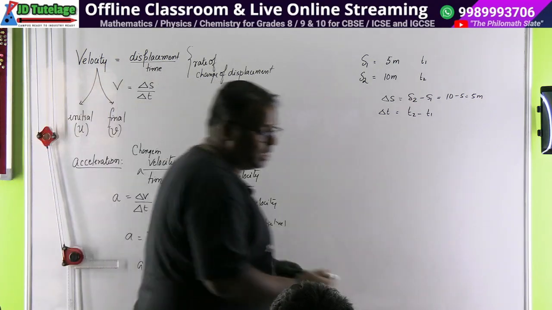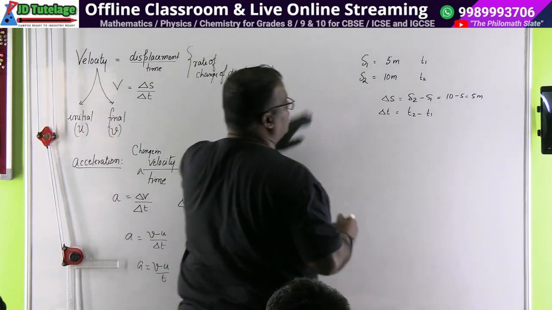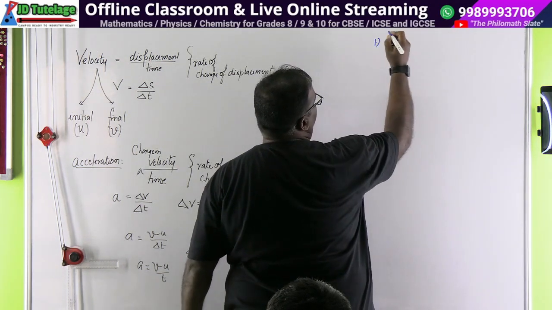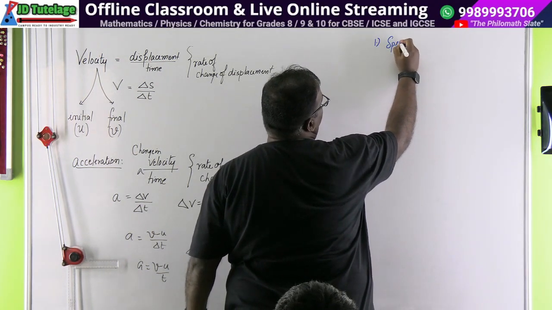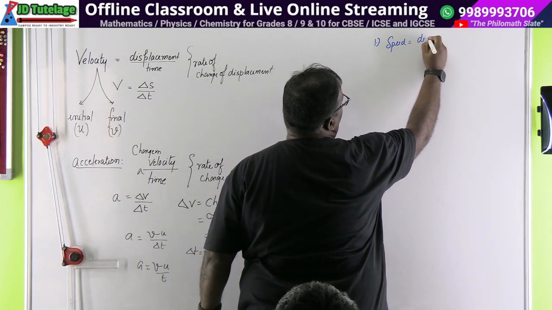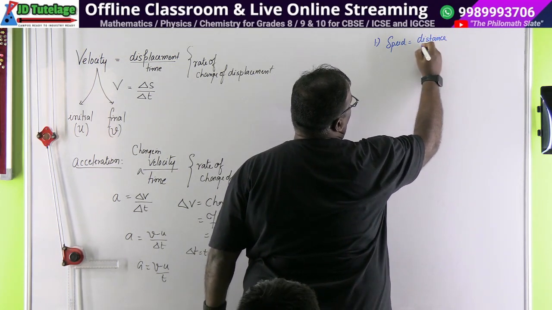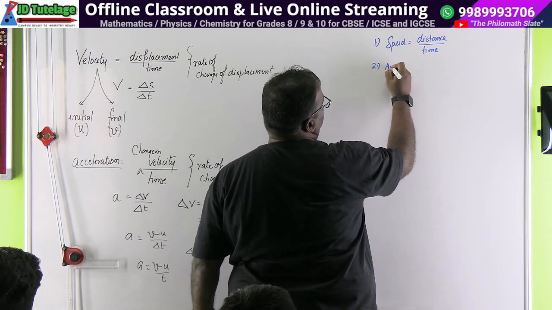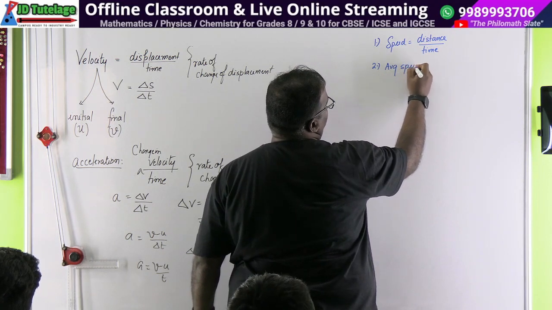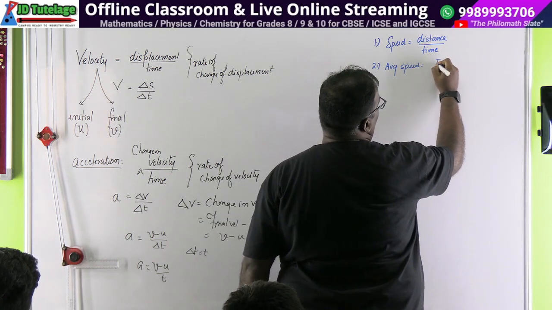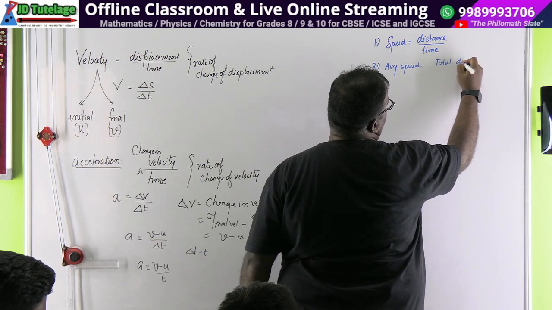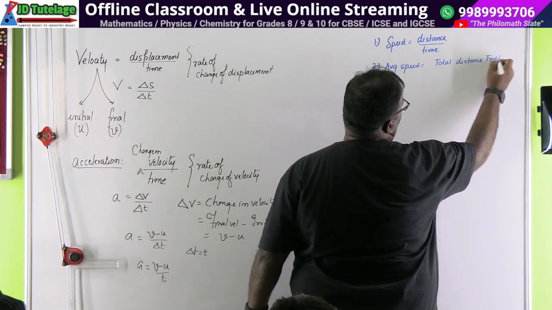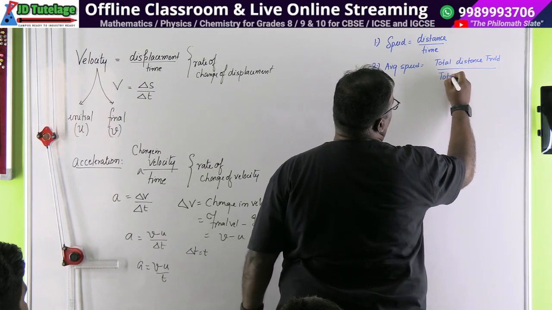Few formulas that you have learned so far. Let us keep a track of those also. What have we learned so far? Number one, speed is equal to distance over time. This is a very basic thing. Number two, we also learned about average speed, which is given by total distance traveled divided by total time taken.